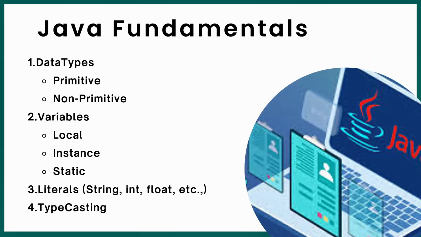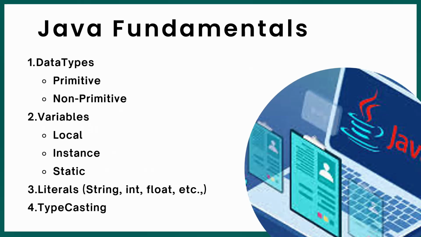Next, data types. What are the types of data types? Primitive data types, non-primitive data types, int data type, byte, short, int, long, float, etc. And we will also see Boolean and character data types. Next topic, variables: types of variables, how to assign values to a variable, and the types of variables: local, instance, and static variables.